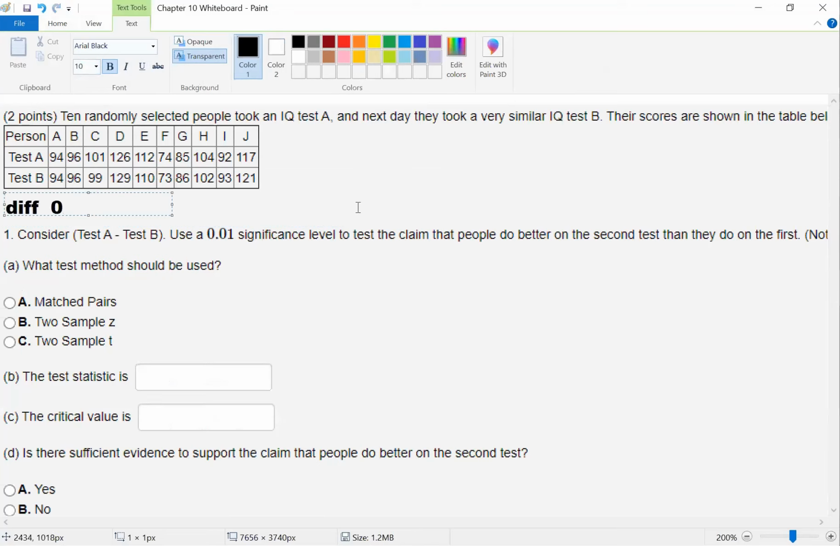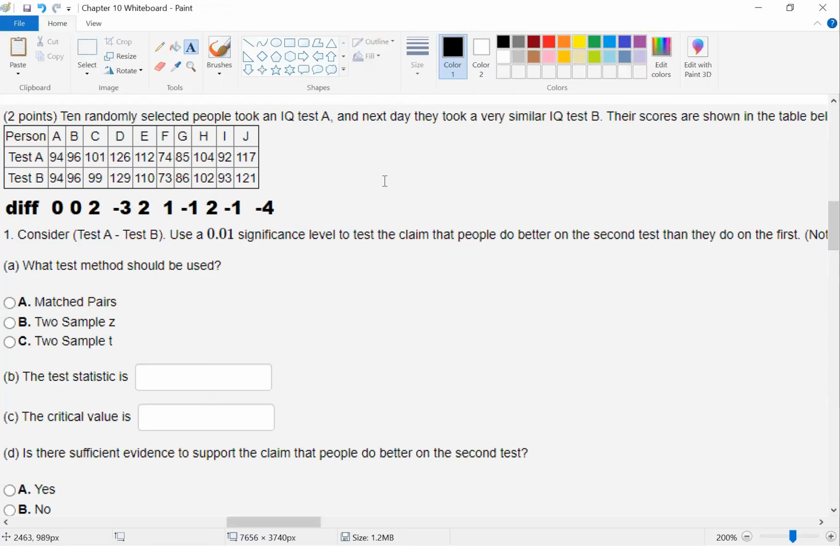94 minus 94 is 0. Notice it's saying test A minus test B, so top minus bottom. Like I said, it'll tell you which order to do these things. Next one, 96 minus 96 is 0. 101 minus 99 is 2. 126 and 129, that's -3. Keep your signs. 112 minus 110, that's 2. 74 and 73, that's 1. 85 and 86, that's -1. 104, 102 is 2. 92, 93, -1. And our last one is -4. Don't worry about the spacing as long as you see the 10 numbers.